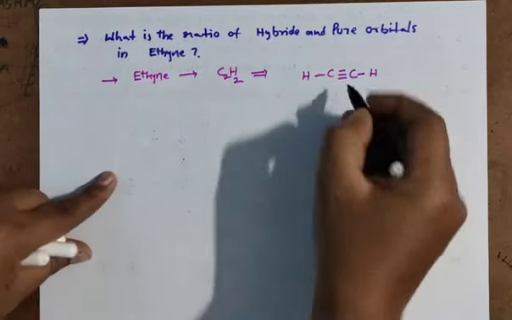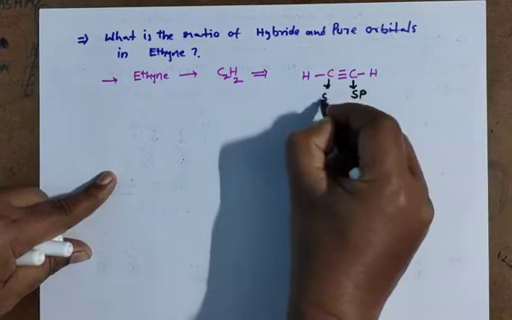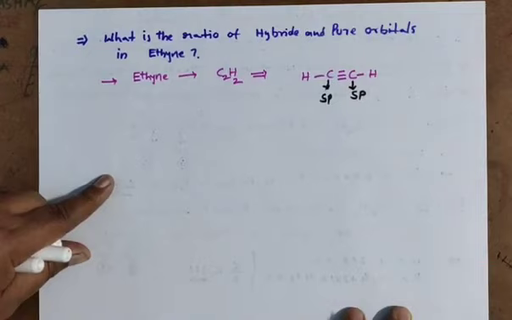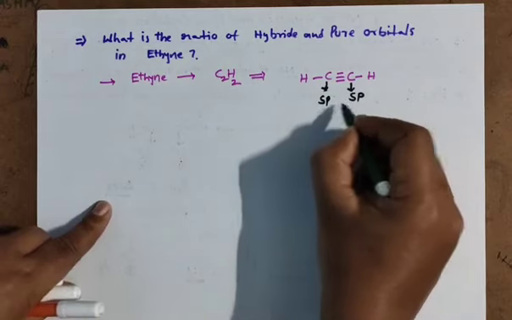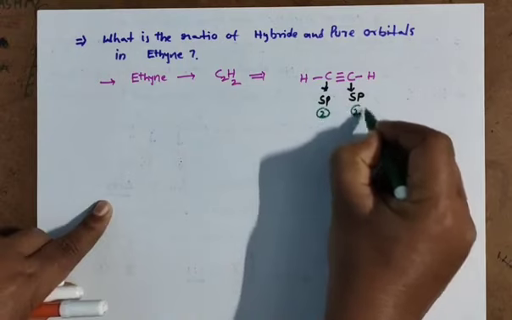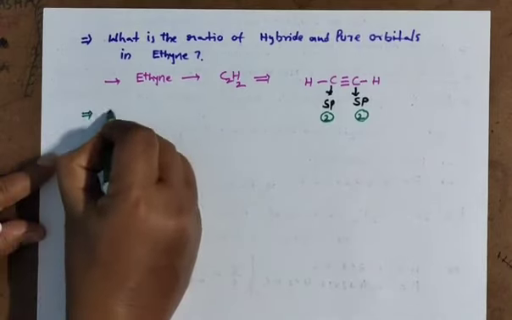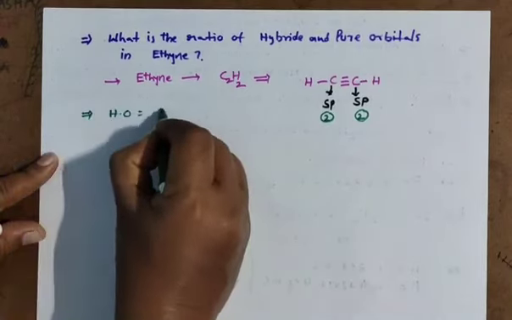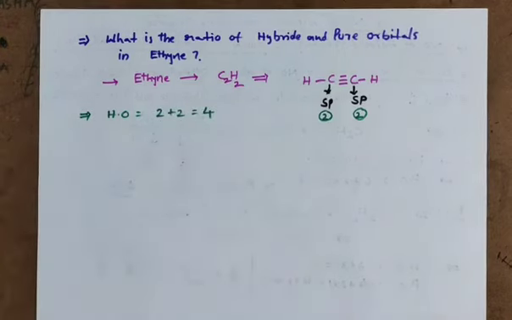Now hybridization: the triple bond carbon is sp, and this one is also sp. A single bond is sp3, a double bond is sp2, a triple bond is sp. Now, sp means how many orbitals? 1s and 1p means 2 orbitals, and here also 2. Now the number of hybrid orbitals equals 2 plus 2, that equals 4. We got 4 hybrid orbitals.